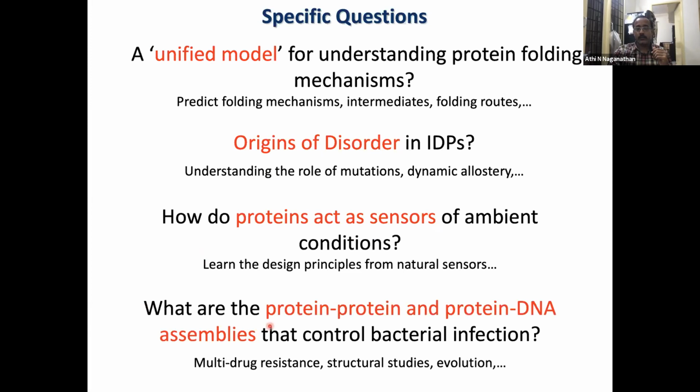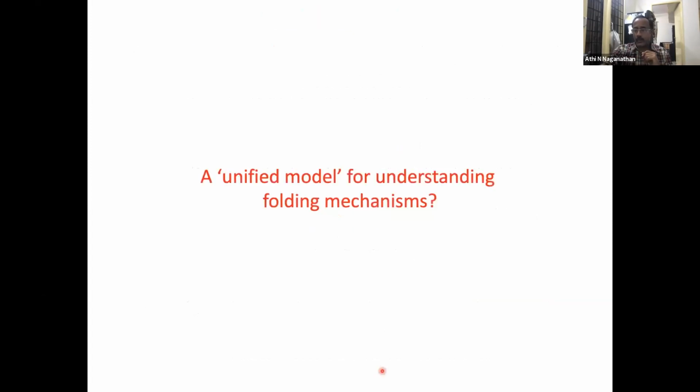And of course, again, these are questions for which I don't have an answer, but what are the protein and protein-DNA assemblies that control bacterial infection and hence sensitivity to drugs, and this has implications in multi-drug resistance and so on and so forth. And answering this first question, if there is a unified model, can you come up with a unified model?